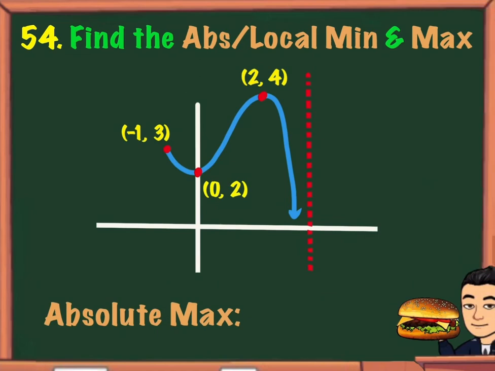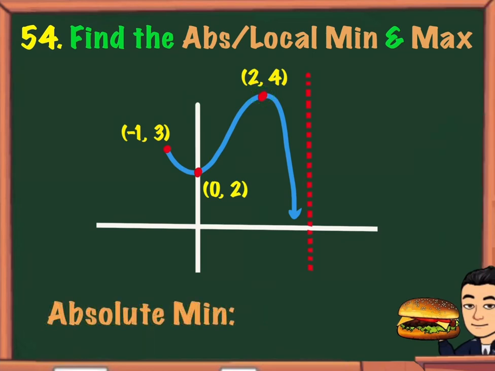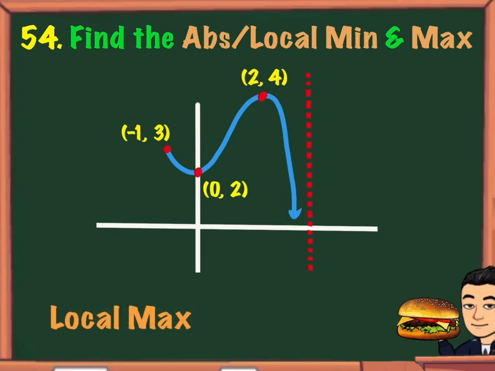For the absolute maximum, look for the highest point, and it's located at 2, comma, 4. For absolute minimum, let's look for the lowest point. It looks like the arrow is going towards the negative infinity continuously. So that means there is no absolute minimum. For the local maximum, look for the function where it went increasing to decreasing. So here is my local maximum, located at 2, comma, 4. For local minimum, look for decreasing to increasing. Here is the point, located at 0, comma, +2.